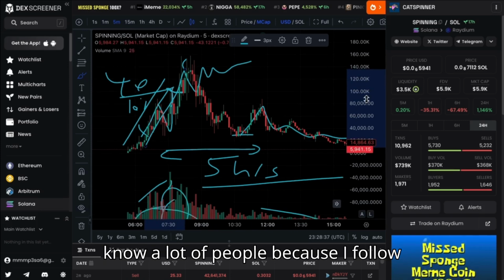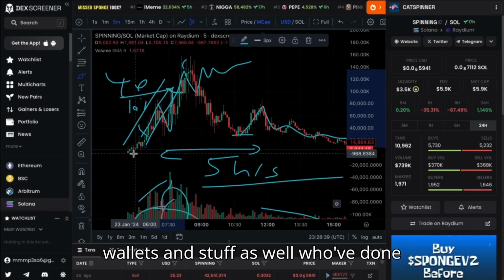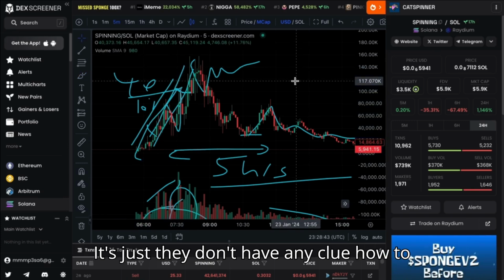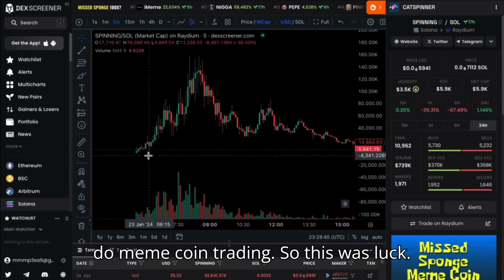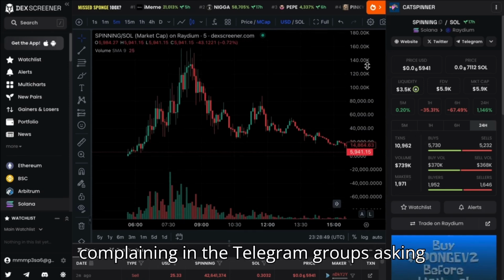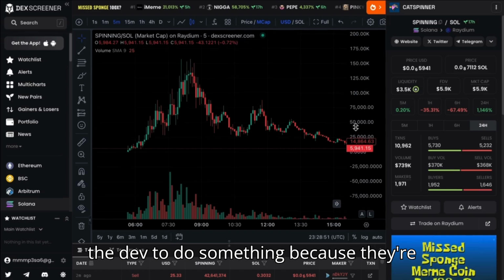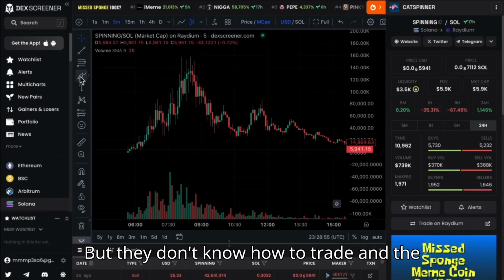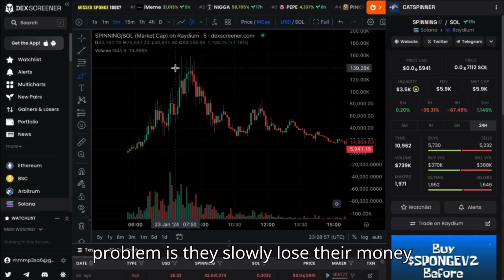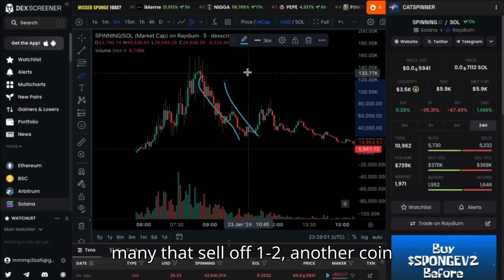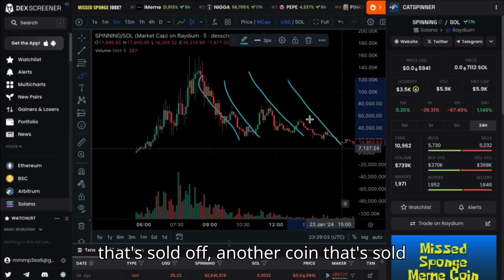The problem is, I know a lot of people, because I follow wallets and stuff as well, who've done these moves and they've made good money. It's just they don't have any clue how to do meme coin trading. So this was luck. And I see these type of people complaining in the Telegram groups, asking the dev to do something because they're just like, why didn't this one go up 10x? But they don't know how to trade. And the problem is they slowly lose their money anyway because they get caught up in too many that sell off. 1, 2, another coin that sold off, another coin that sold off, and they lose it all.